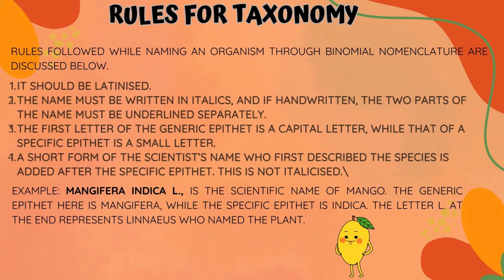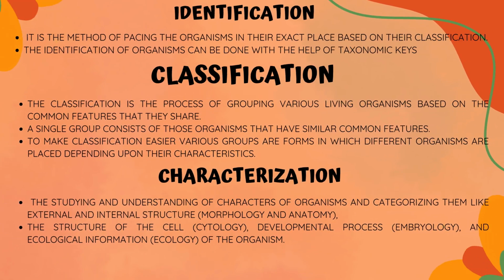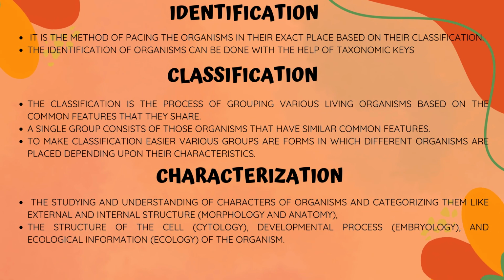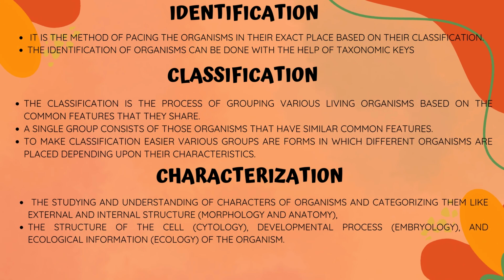The generic epithet here is Mangifera, while the specific epithet is indica. The letter L at the end represents the Linnaeus who named the plant. Coming to the second part, identification. It is a method of placing the organisms in their exact place based on their classification. The identification of organisms can be done with the help of taxonomic keys.